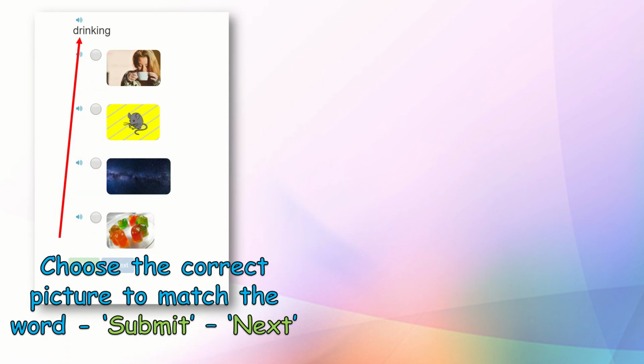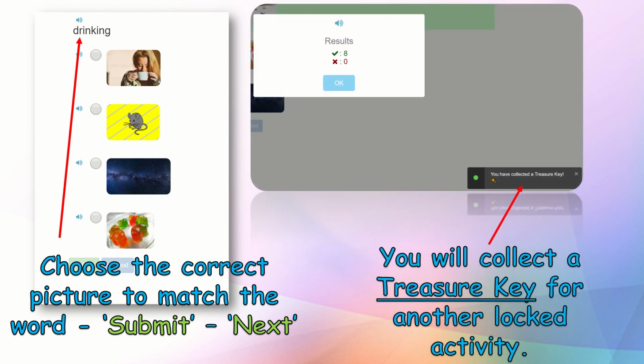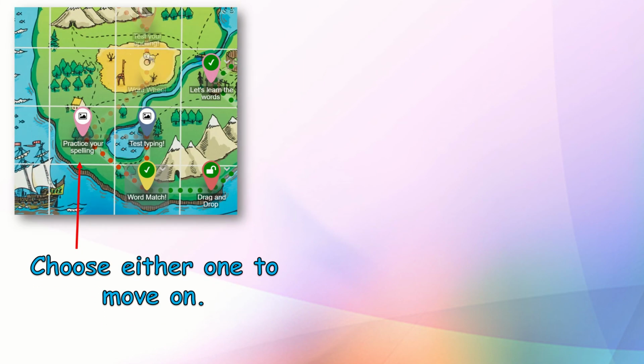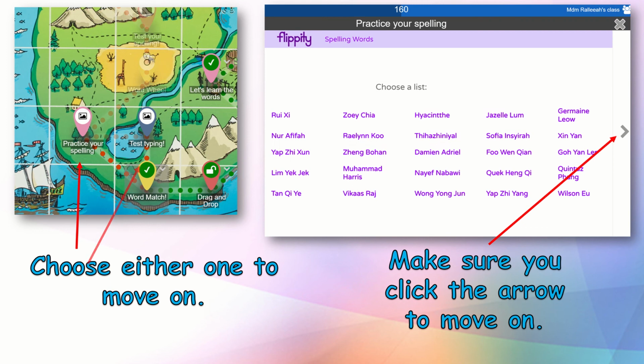In the next activity, you need to choose the correct picture to match the word, for example, drinking. Then you click on the submit button and move on. Once you've finished all the activities in the MCQ, you will see at the side that you've collected a treasure key. This is for another activity later on. Next, you can either practice your spelling or go to test typing. Practice your spelling, you've done it before under flip T. Choose your name and practice, and once you've finished, you need to click on this arrow to move on. If not, you will never be able to move on.